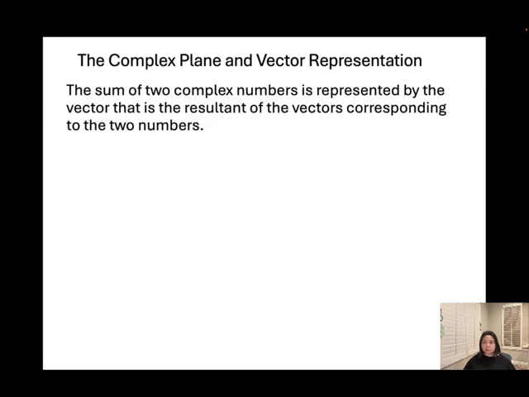The sum of two complex numbers is represented by the vector that is the resultant of the vectors corresponding to the two numbers. Look at this example. I have two complex numbers, 4 plus i and 1 plus 3i. I want to add them together to find the resultant of the vectors. 4 plus 1 is equal to 5, and i plus 3i is equal to 4i.